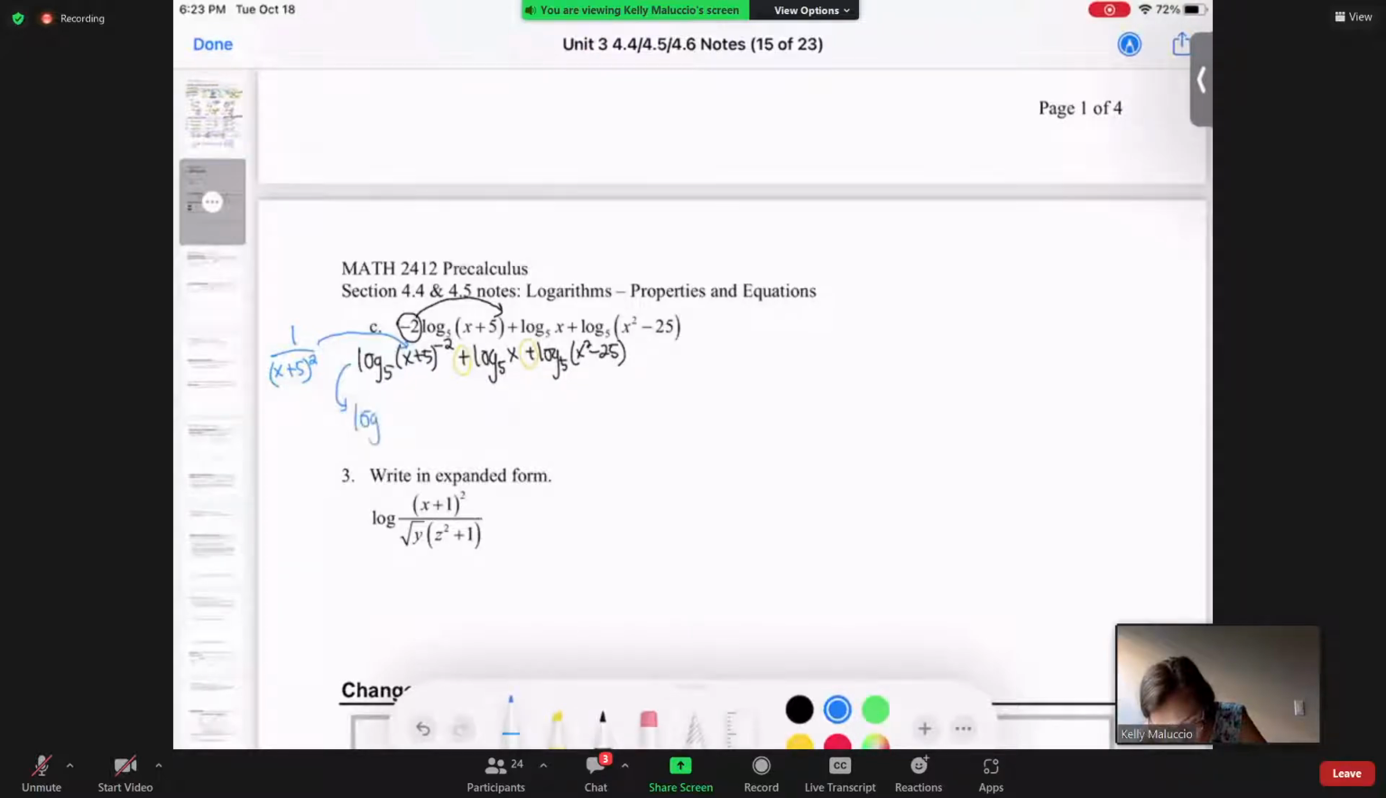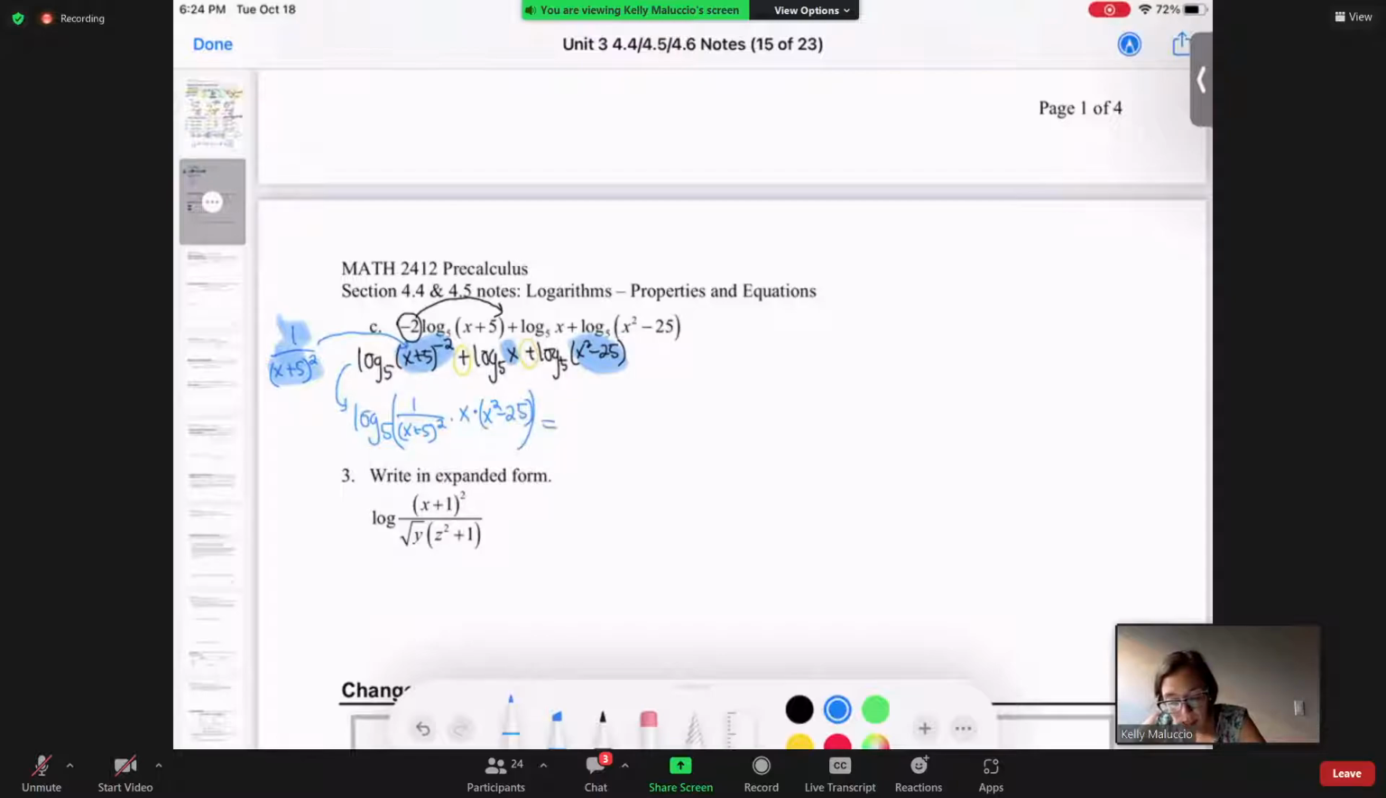So I'm going to say log base 5 of everything multiplied together. Each piece, I'm going to call piece 1 is this guy, which was this. Piece 2 would be just x, and piece 3 would be this, x squared minus 25. Log base 5 of 1 over x plus 5 all squared times x minus 25. And all of this is multiplied together.